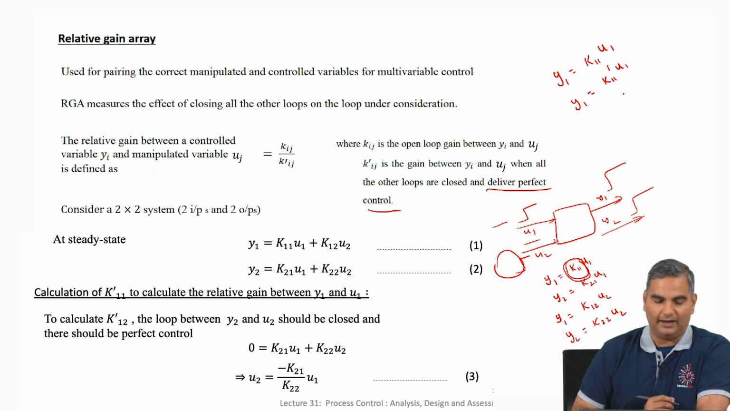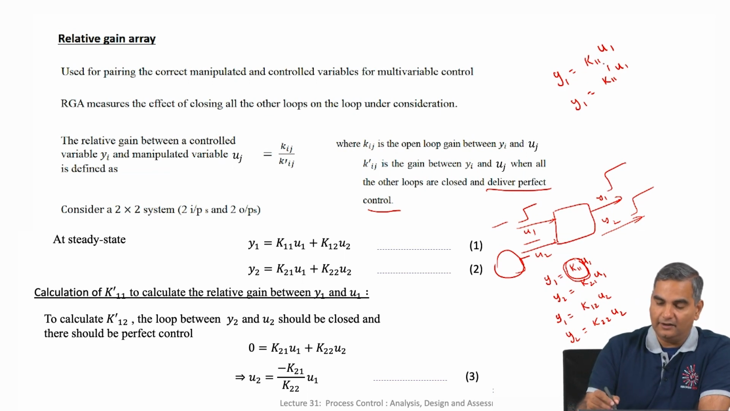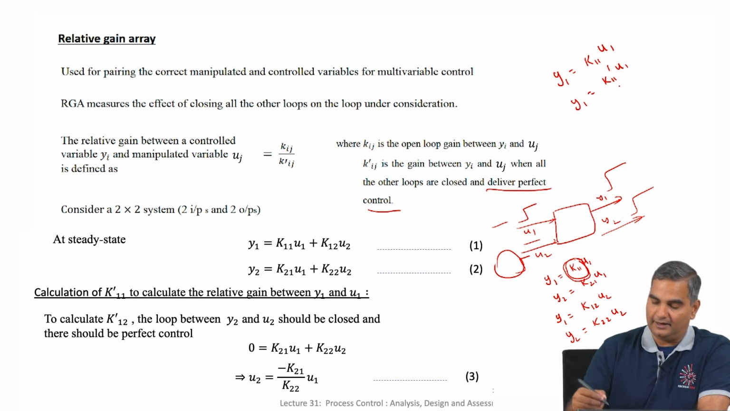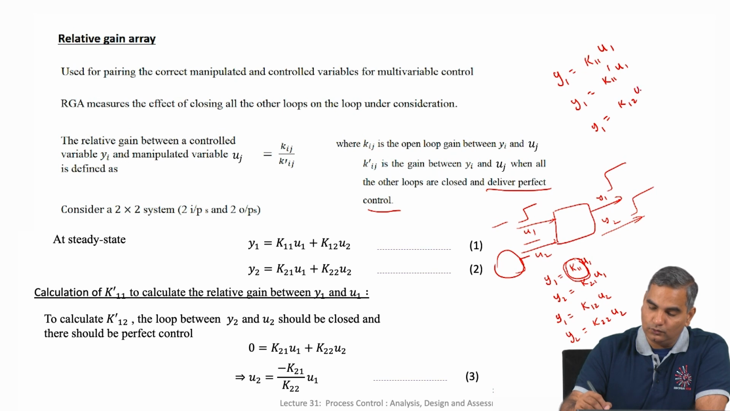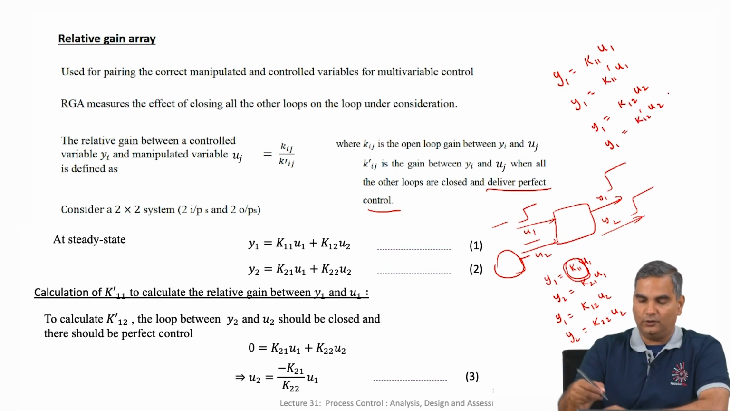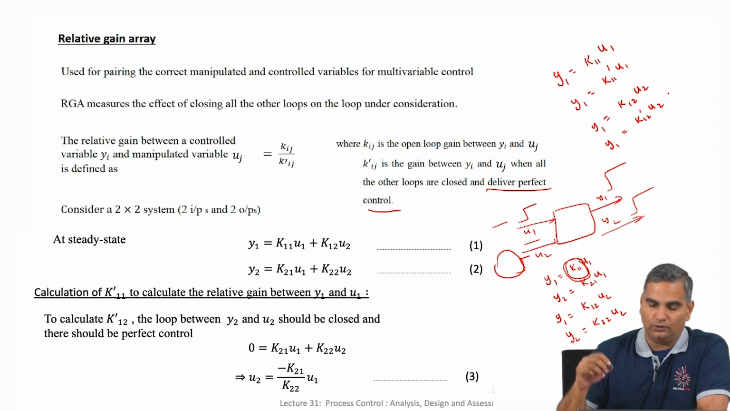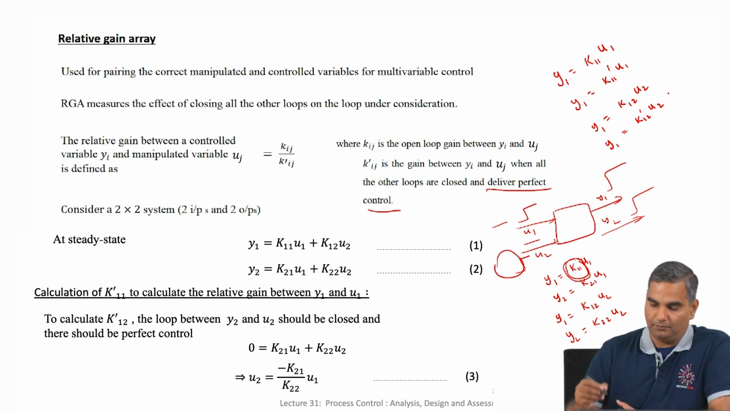So, this is the basic idea, and the relative gain for this will be k11 by k11 prime. Now, the other relative gain: if you were to take the gain between u2 and y1, it is k12 u2, and similarly, if I close the u1 loop, the gain I will get will be k12 prime u2, and so on. You can do this for all possible combinations, which will be 4 in this case: y1 u1, y1 u2, y2 u1, y2 u2. So, you will get these 4 modified gains.